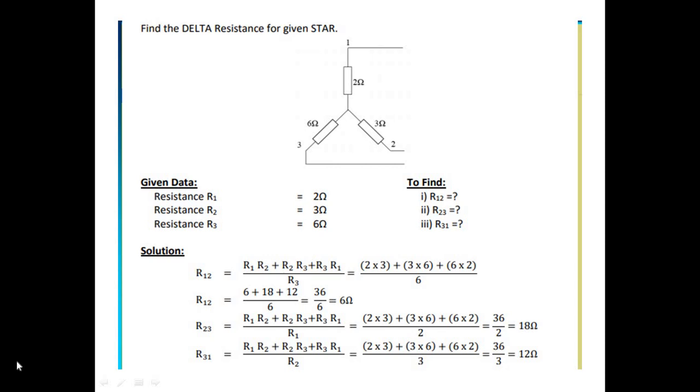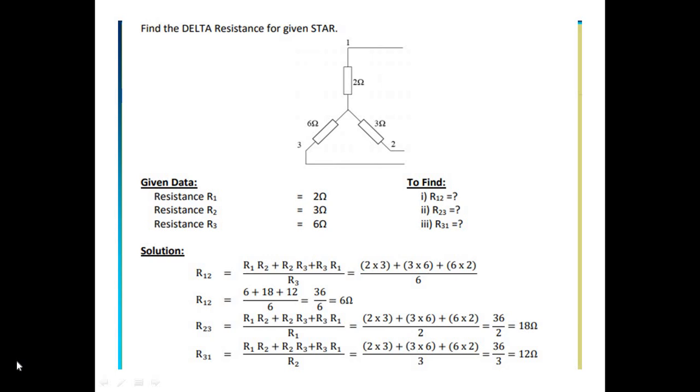Very good morning. Today we are discussing how to find the delta resistance for a given star. Here, star to delta conversion, problem one. In this circuit, R1 is 2 ohm, R2 is 3 ohm, and R3 is 6 ohm. Given data: R1 2 ohm, R2 3 ohm, R3 6 ohm. To find R12, R23, R31.